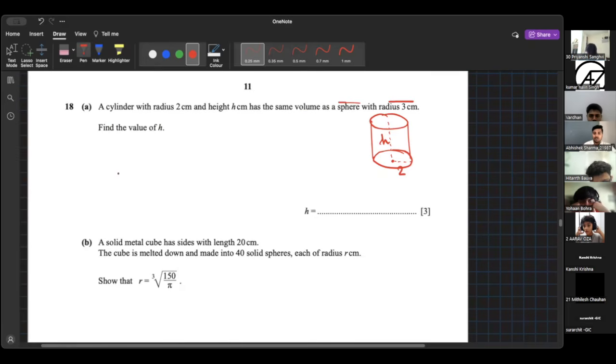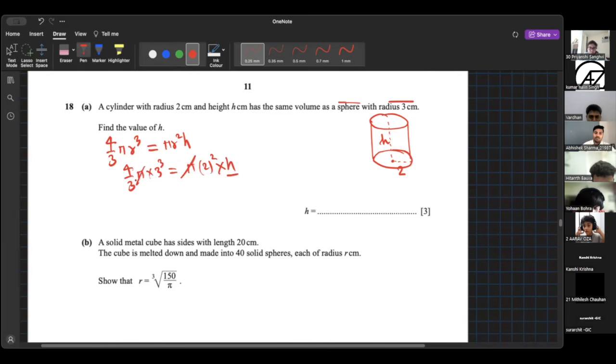Okay, what's the volume of sphere? 4 by 3 pi r cube. And they are saying it is equal to the volume of cylinder, that is pi r square into h. Let's substitute all the values. 4 upon 3 pi, r cube is 3 cube, which is equal to pi, r square is 2 square, into h, and h is the only variable that is missing.